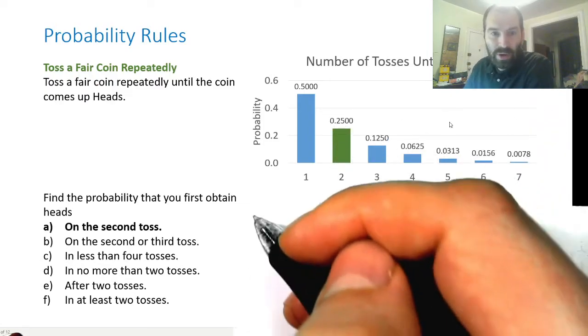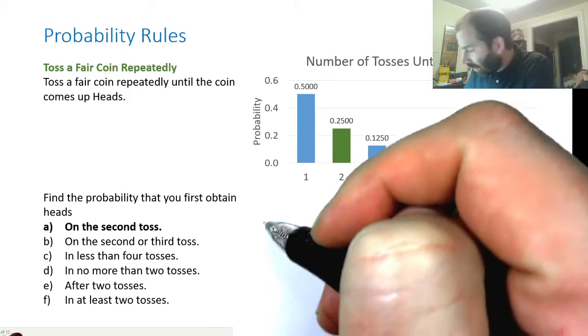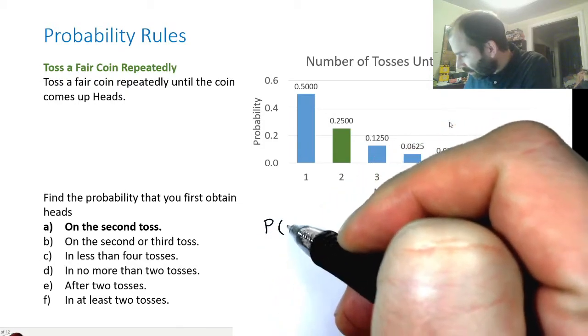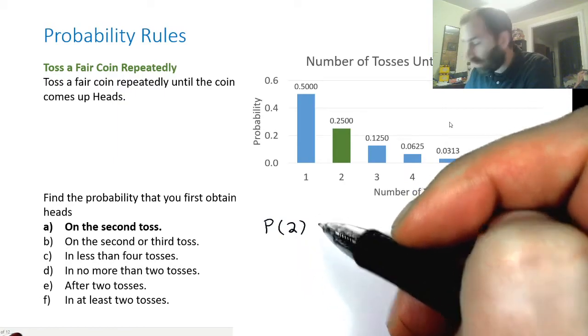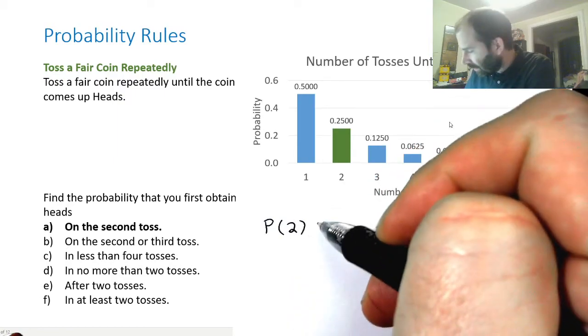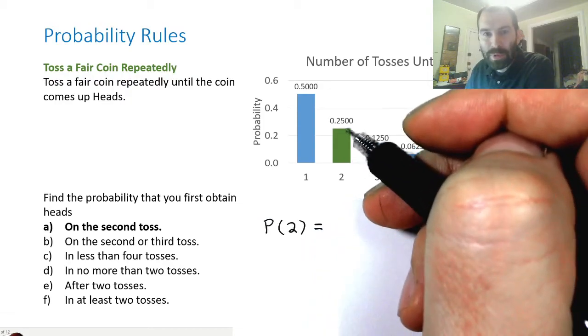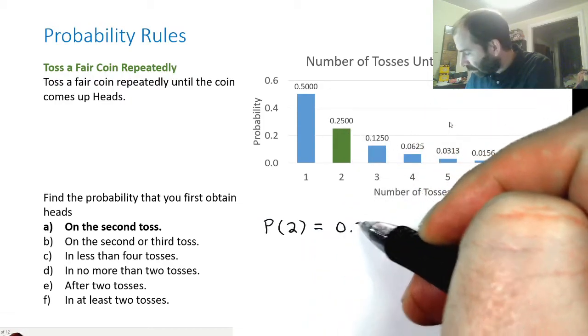So what's the notation here? I would say the probability that it takes 2 tosses. So I could just write P of 2, or I could write P of x equals 2. And what we're seeing here from the probability distribution is that that's 0.25.